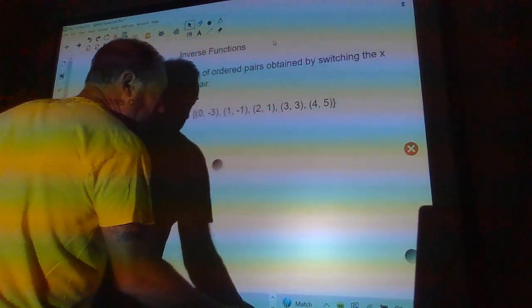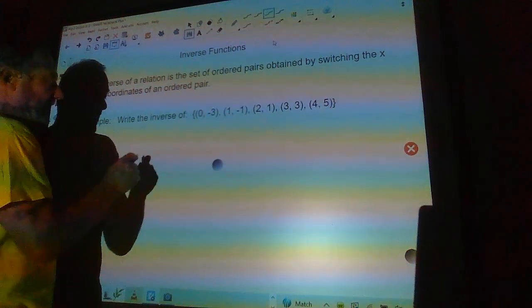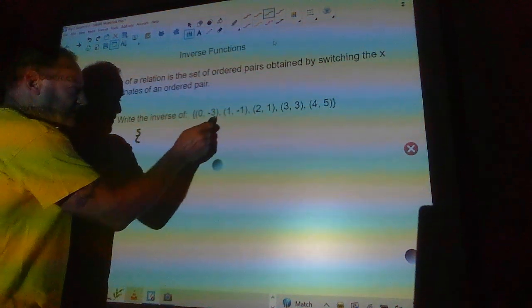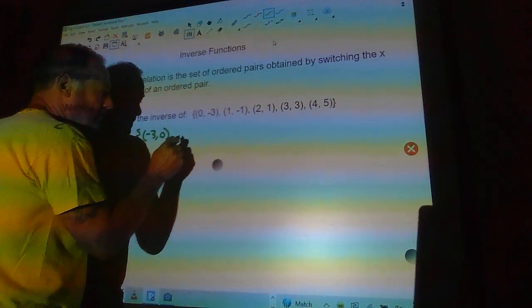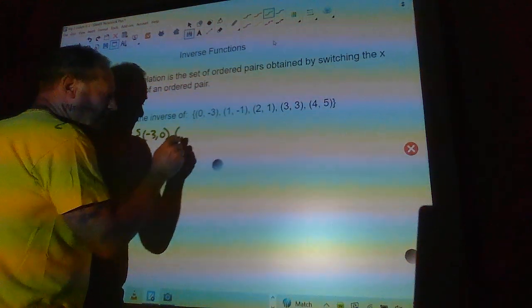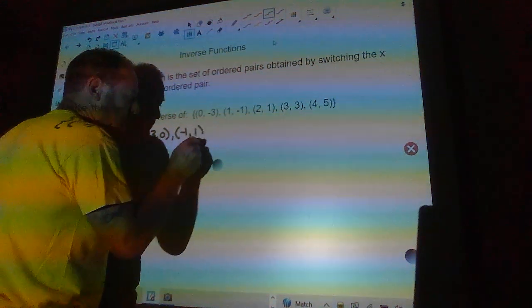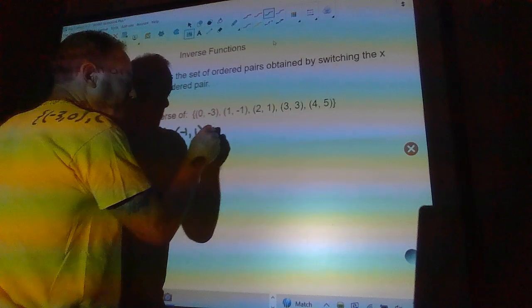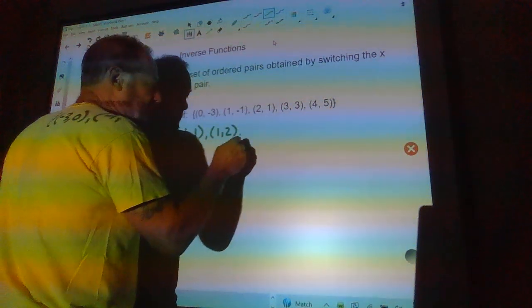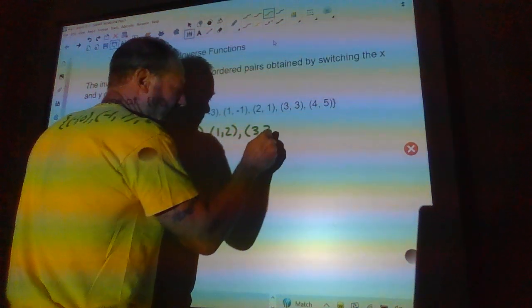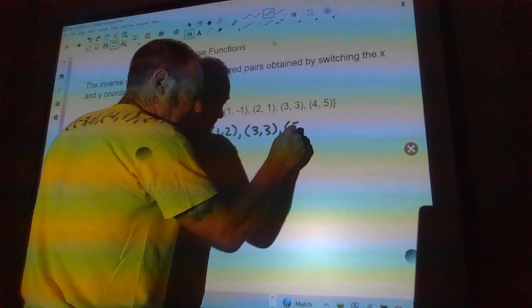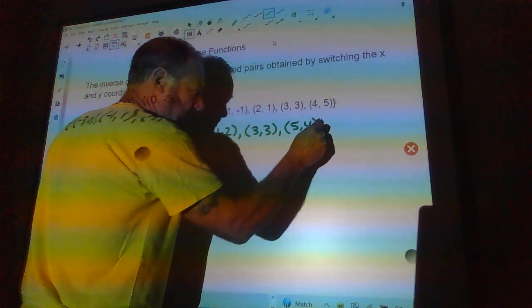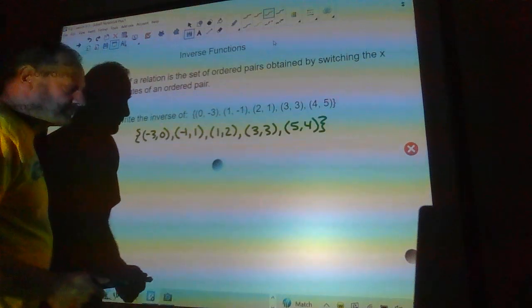If I want to find the inverse of that, all I do is switch the ordered pairs. So (-3, 0). (1, -1) becomes (-1, 1). (2, 1) becomes (1, 2), and so on. Now this is kind of weird because (3, 3) is just (3, 3), and you'll see why in a minute. This one becomes (5, 4).